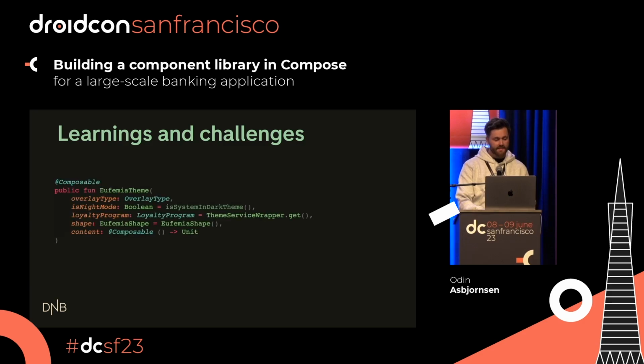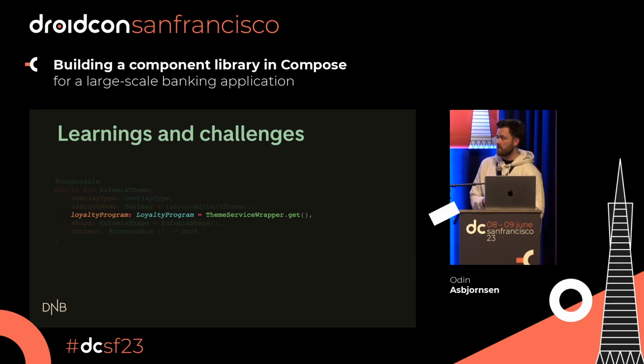The reason for that is that if you go into the theming function that we set, as I showed earlier, this is set to our loyalty program via some default theme service wrapper, which is an implementation detail. It actually uses dependency injection to see which type of loyalty program the app has set. And in the preview context, you don't have access to the application context of this application, so this will actually just crash.